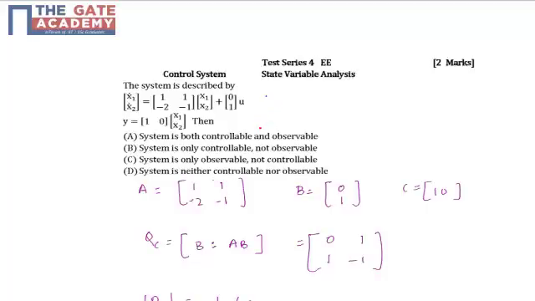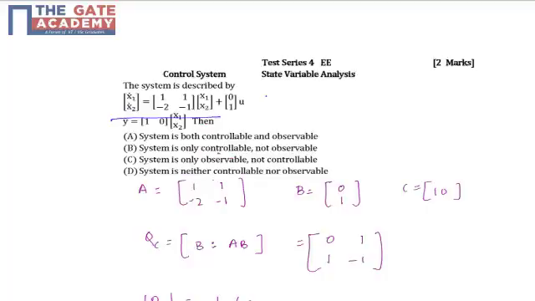Hello, the given question is from control systems, chapter state variable analysis, and this is a 2 marks question. Here they have given the system, and for this we have to find if the system is both controllable and observable.